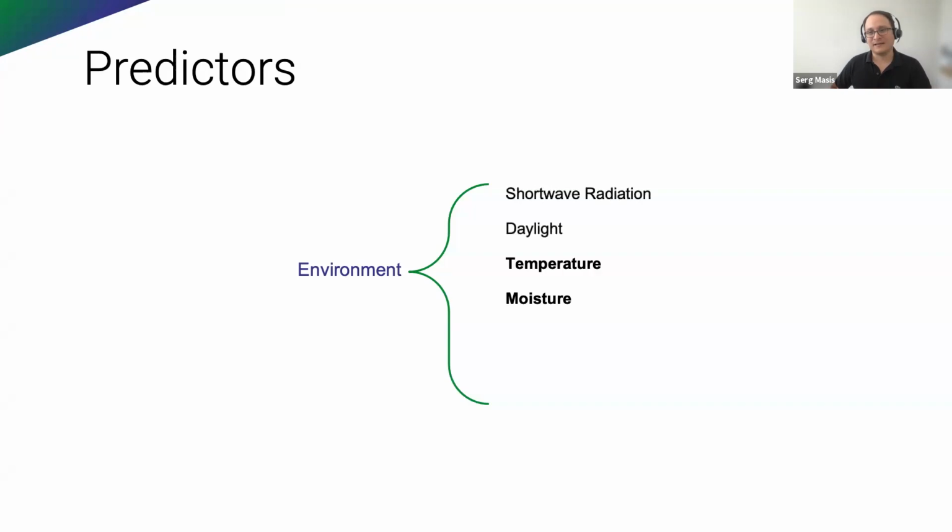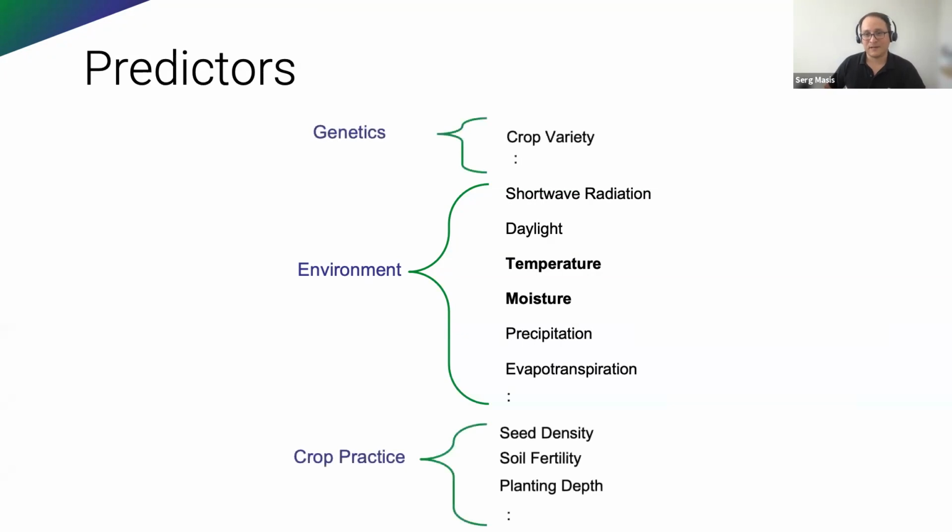But temperature is actually related to other things like daylight received and corresponding radiation from the sun. Likewise, we know that precipitation and evapotranspiration, humidity, and a few other variables are related to moisture. There's also the genetics of the plant that play a role. The crop variety is a factor because it might grow slower or faster or be more resilient to certain weather and other risks based on variety. And of course, there's some things that are completely up to the farmer, like if they use fertilizer and how much and what kind and the seed density and the planting depth and a lot of other things.